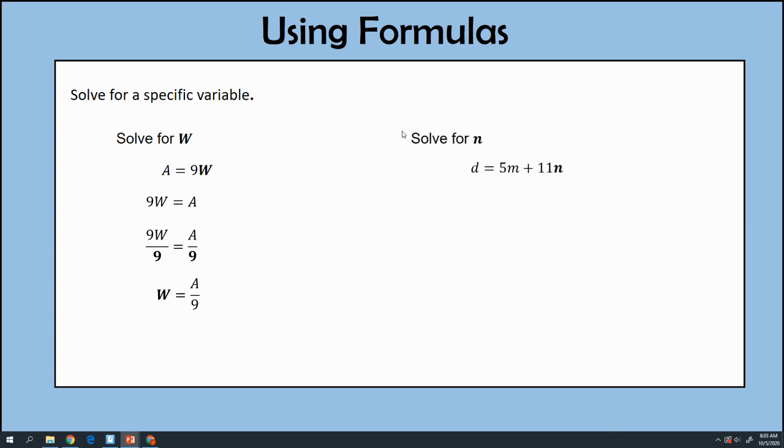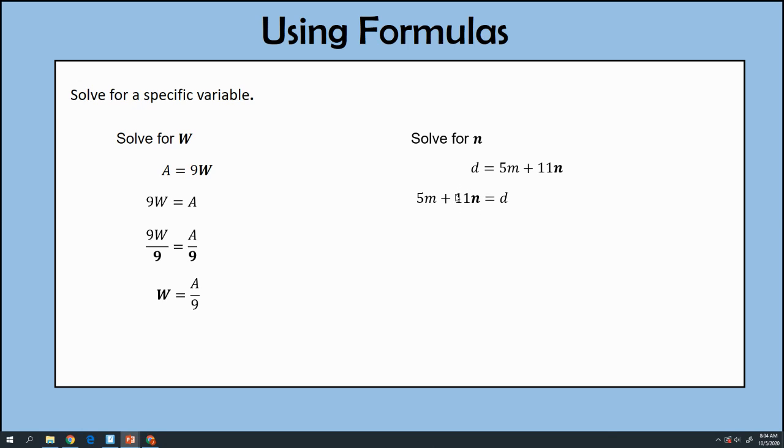Okay. Solve for n. D equals 5m plus 11n. First thing I like to do is get the variable term I'm solving for on the left. I'm trying to solve for this n right here. So 11n is our variable term.